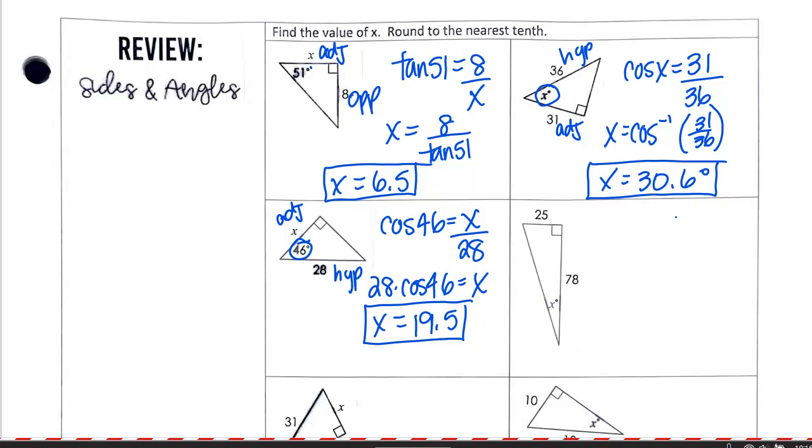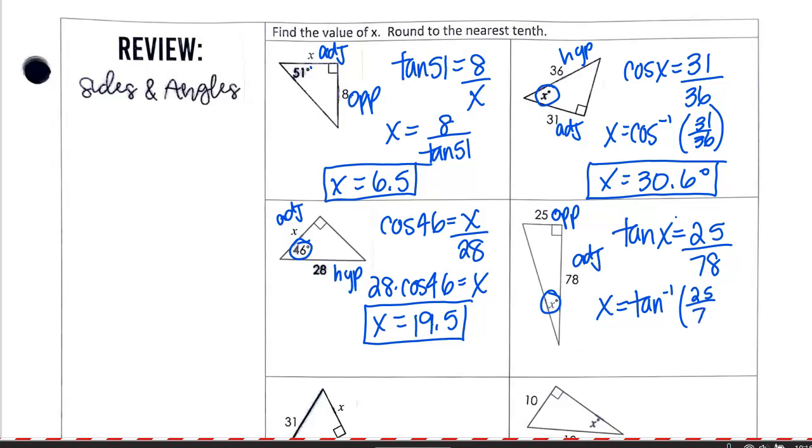All right, the last one, here's our angle. We are given the side opposite, and we're given the side adjacent, which means we're going to use tangent. So tangent of x is equal to the opposite side over the adjacent side. And then to solve, we use the inverse tangent button, 25 over 78. Plug that in our calculator, and we get x equals 17.8 degrees.